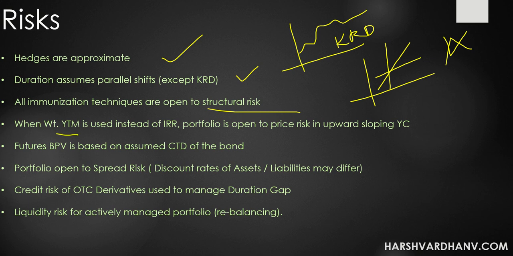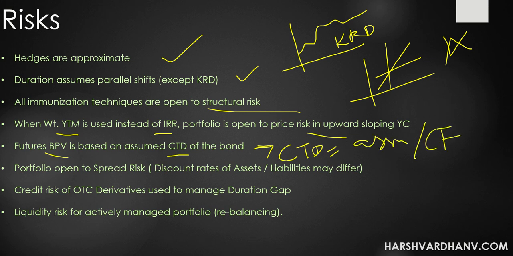Weighted average YTM is used instead of IRR. Portfolio is open to price risk. We discussed this. We also discussed that futures BPV is based on the assumed CTD of the bond because it's a dealer driven market. For the CTD, I might not know the exact bond's price. This is an assumed price because it has a conversion factor. The portfolio is open to spread risk because your assets and liabilities could be discounted and compounded at different rates. So there could be a spread risk.